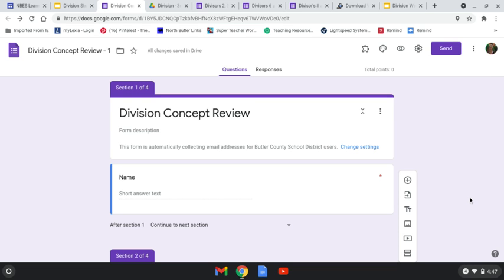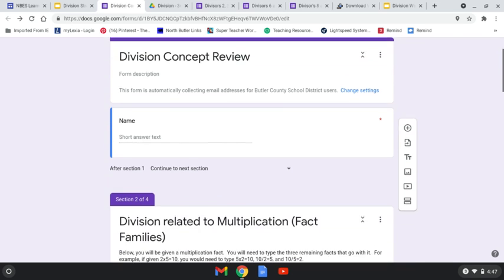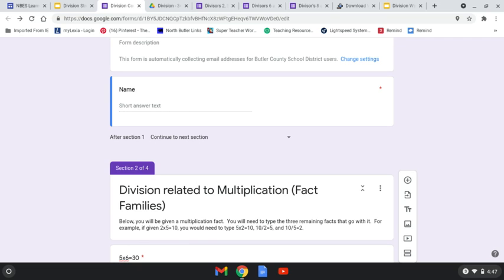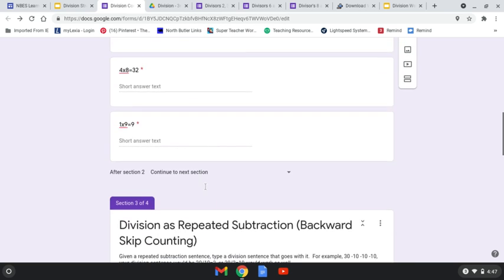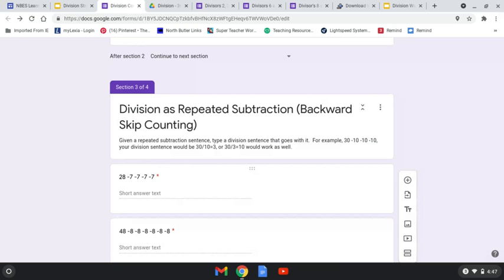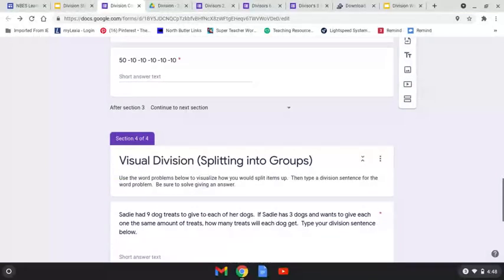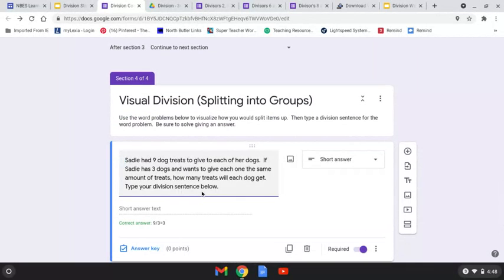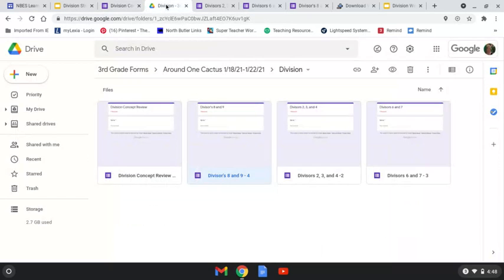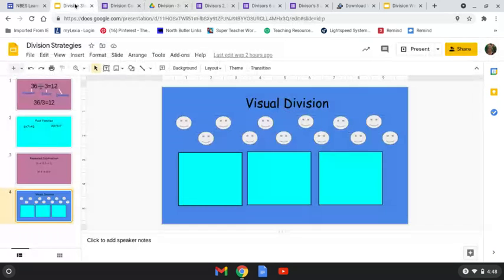With today's lesson, you're going to practice those division concepts and strategies. The main things that we like for you to be able to remember with division are fact families. You can think back to your multiplication facts to help you with division, and that's going to be section 2 of your lesson for today. And section 3 is division as repeated subtraction. We did that last week, and I'll go over that with you. And then the last thing is visual division, splitting a larger number into equal groups. So let's look at those 3 different strategies right here.